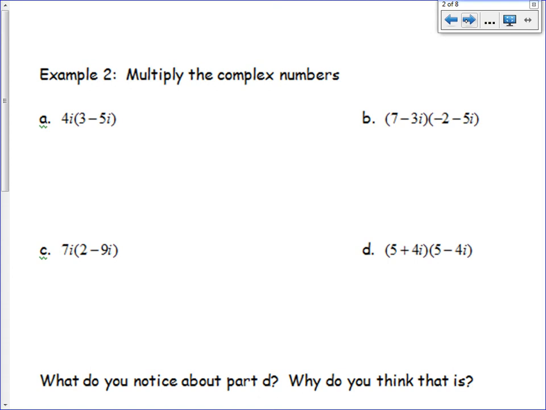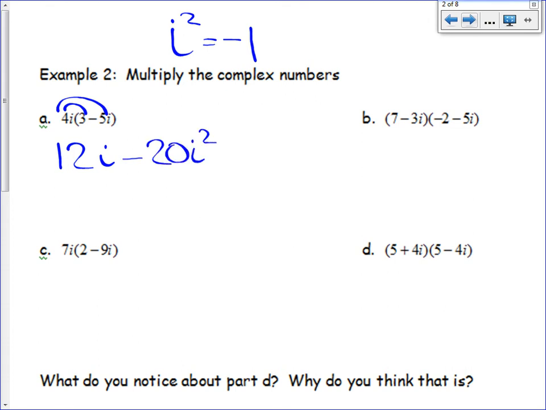So let's do example 2. Example 2 involves multiplication of complex numbers. So let me remind you that i squared is equal to negative 1. So 4i times 3, that gives you positive 12i. 4i times negative 5i, that's negative 20i squared. What property did I apply? The distributive property is correct.